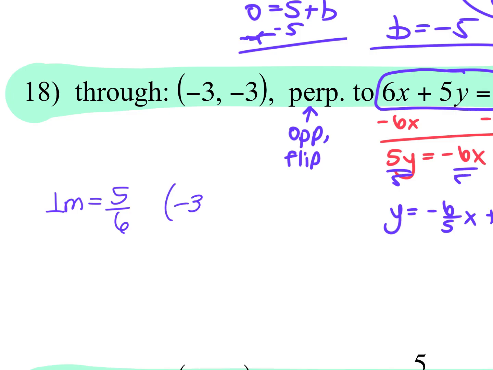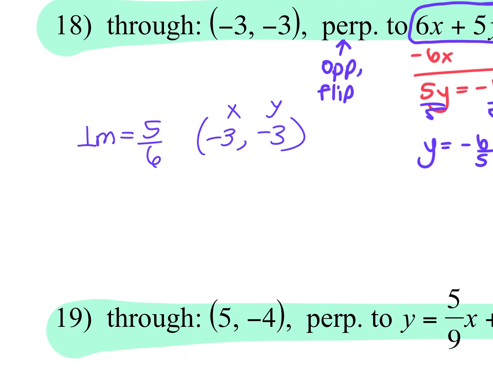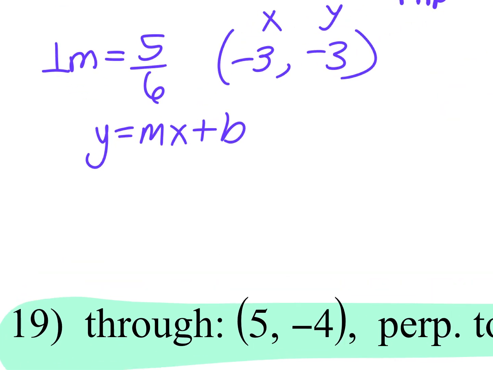Here's the lovely point that they want us to use to go through. Here's your x and your y. So I have my slope. I have an x and a y. I'm going to find the y-intercept. So y equals mx plus b. What am I plugging in where? 5 over 6 for m. Okay. Negative 3 here. Negative 3 here. And then plus b.